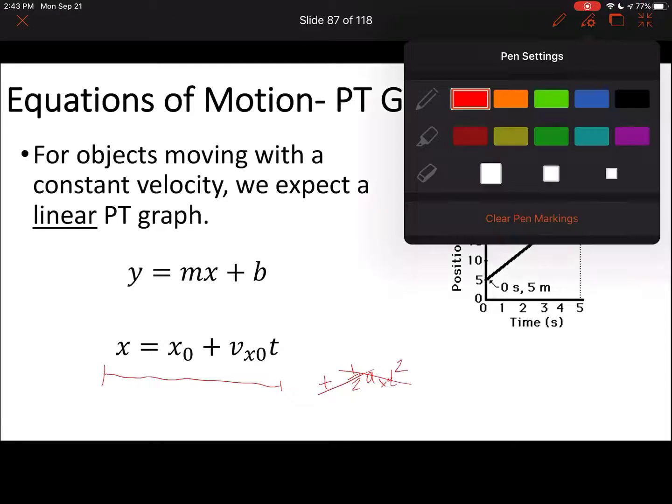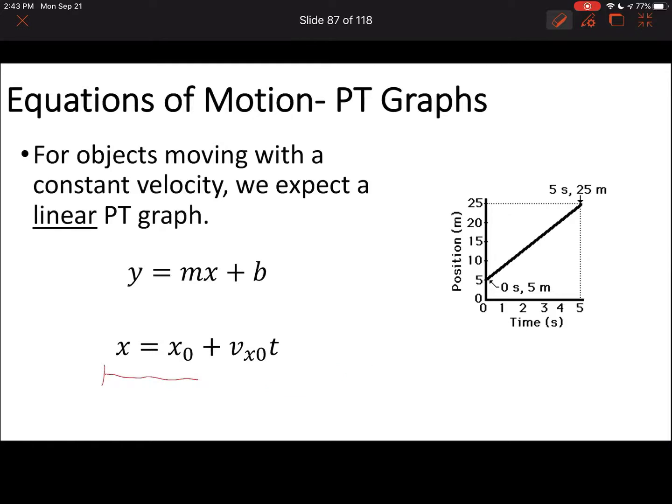And do we get a similar equation of motion understanding of this graph? Well, we do. We can see that we start at an initial position x naught equal to 5. And the slope of this graph, our m, is going to be completely proportional to our velocity. We now just have one velocity, just v_x naught, because it's not changing with no acceleration. We just have a linear change in position over time.